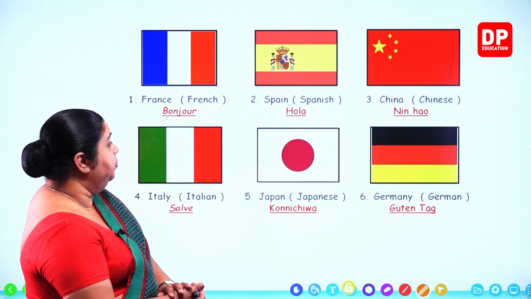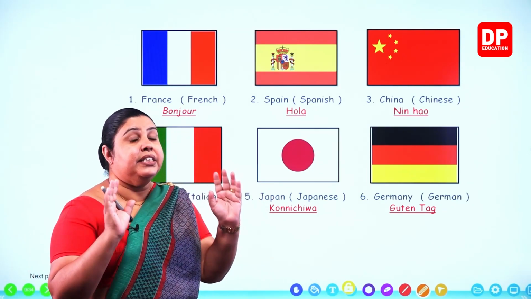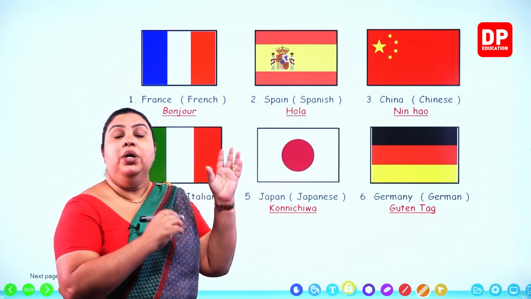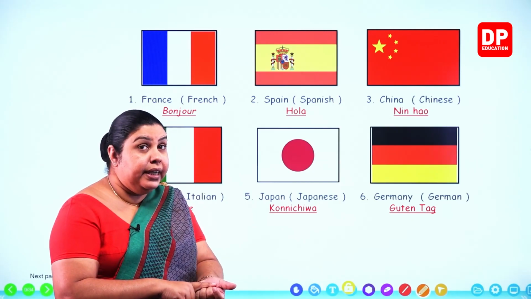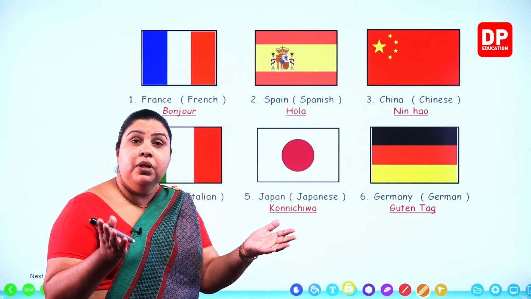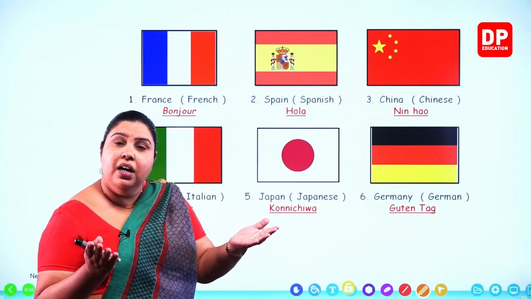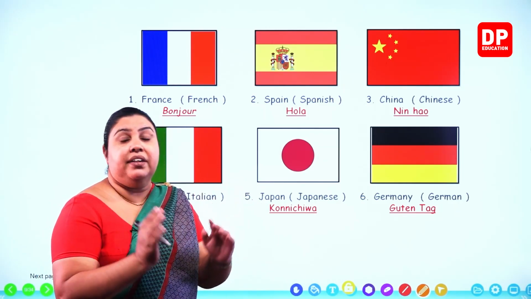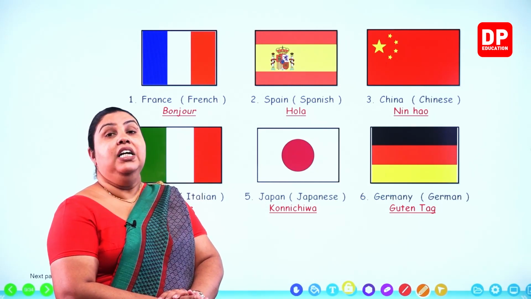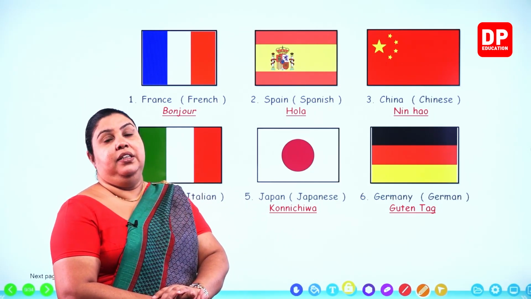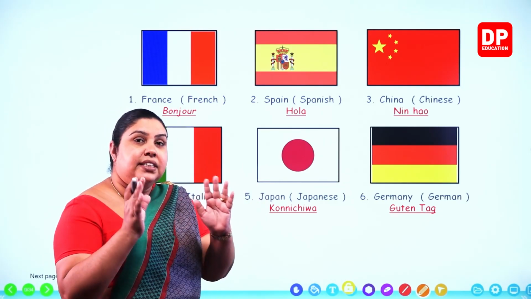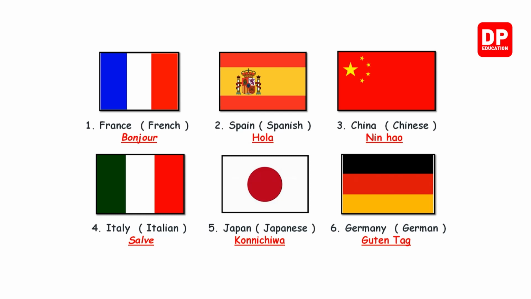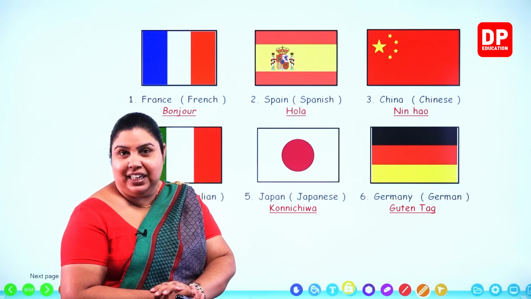So let's see how they greet each other. Now in our song we came across the words ayubowan, vanakkam, assalamu alaikum, bonjour, shalom, konnichiwa. So the greetings are different. The way they speak is different. The way they pronounce words is different. So let's take a look at a few countries.